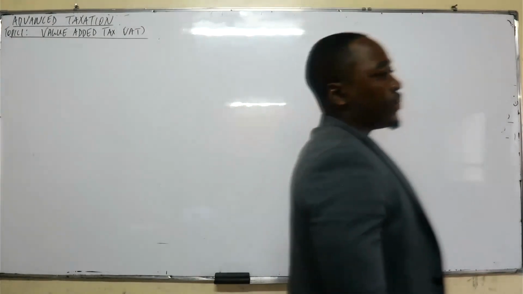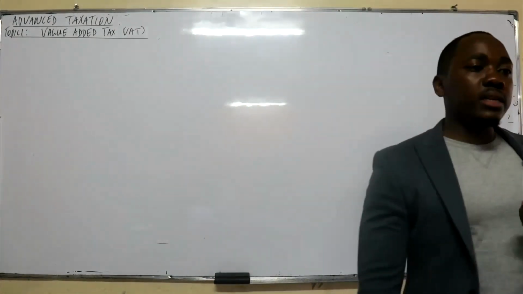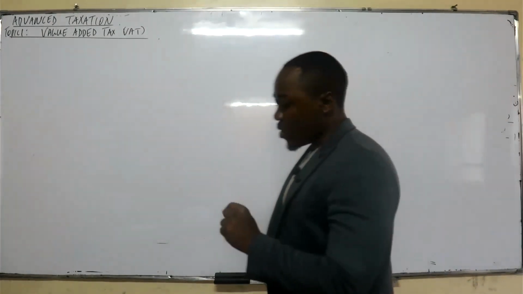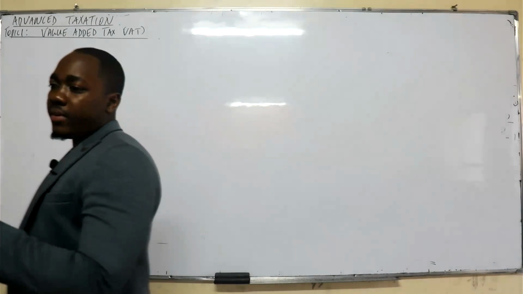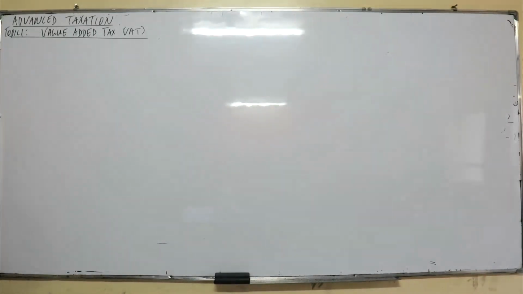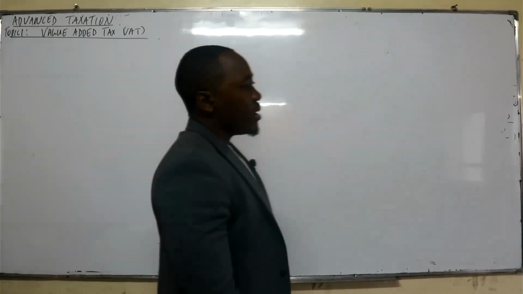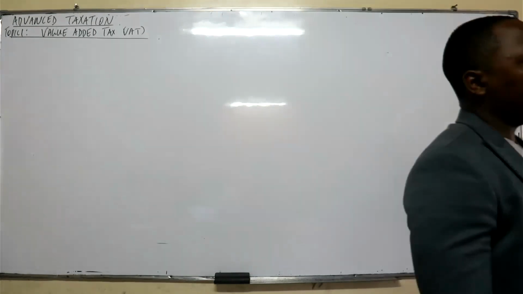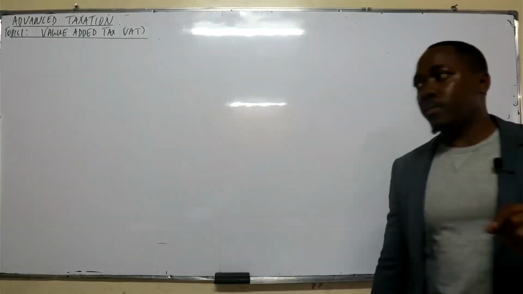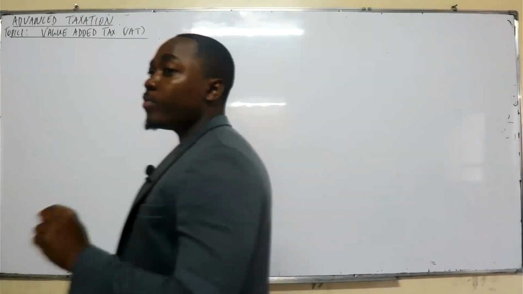VAT is payable on or before 20th of the month following the month of supply. For example, the VAT for June should be paid or filed on or before 20th of May. Where?